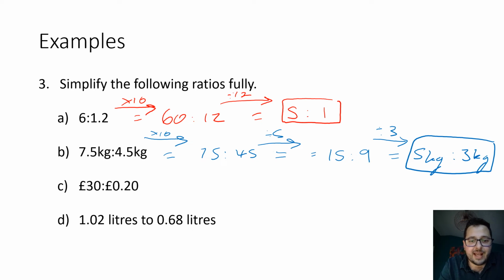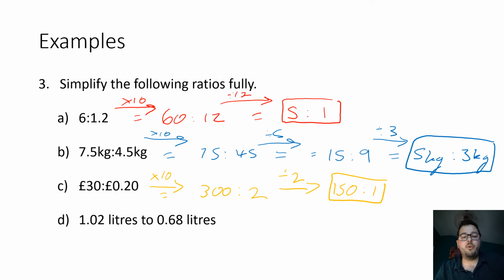Okay, next we've got 30 pounds to £0.20. So again, we just need to times by 10. So these are all pretty similar. So 30 times 10, so times 10. 30 times 10 is 300. And £0.20 times 10 is just going to be 2. So 300 to 2. And then we can divide by 2. And we're going to end up with 150 to 1.